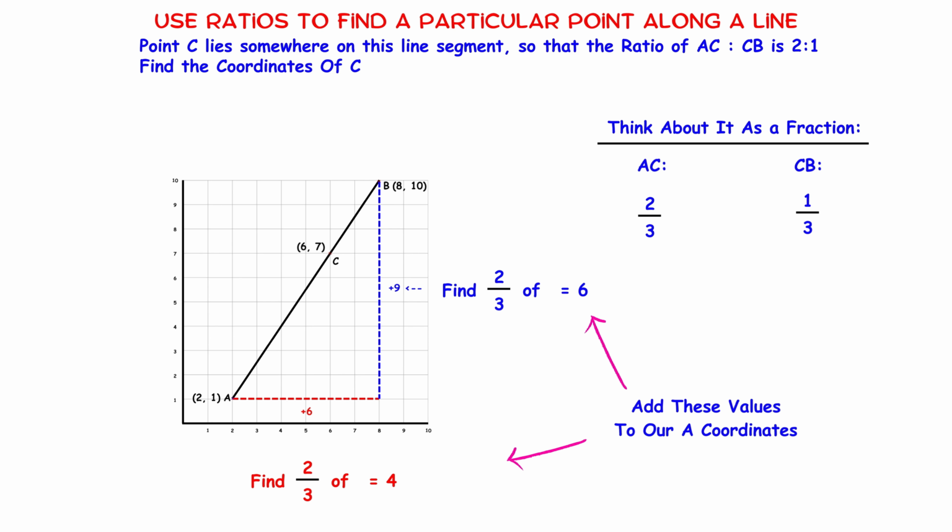So if we add 4 to A's x-coordinate of 2, that will give us 6 as the x-coordinate of C. And if we add 6 to A's y-coordinate of 1, that will give us 7 as the y-coordinate of C. And that's it. We've now found that C is at 6, 7, which is 2/3 of the way between A and B. Let's try an exam-style question this time.